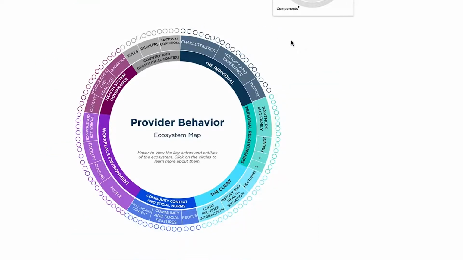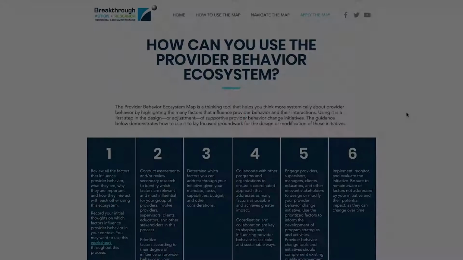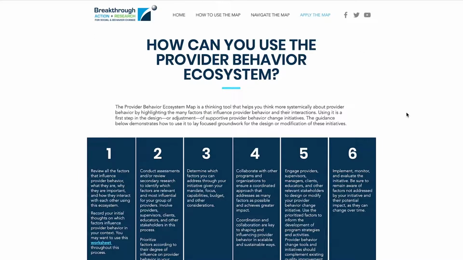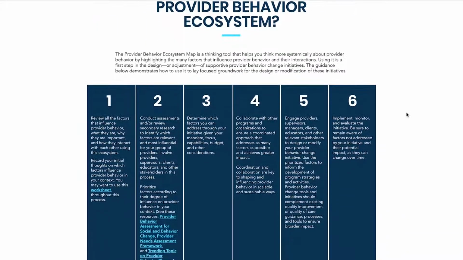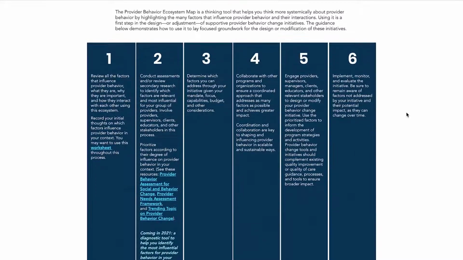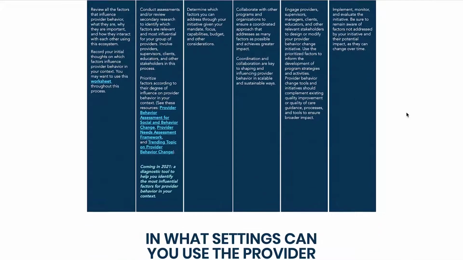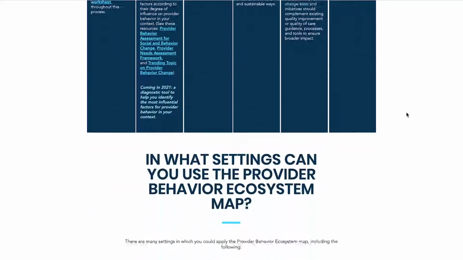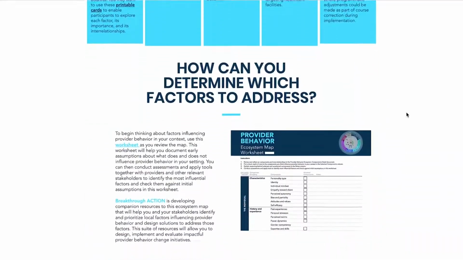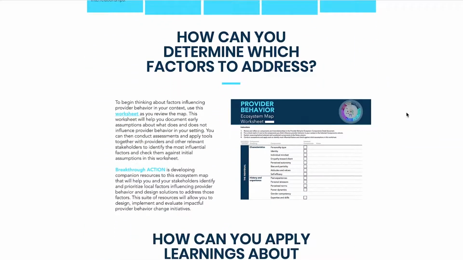Now that you understand how to navigate the ecosystem map, your first step is to review its content and seek to understand the various factors influencing provider behaviour. To help keep track of your thinking, you can make use of the worksheet, which you can download from the website in the Apply the Map section. Next, you should conduct assessments or review secondary research to identify which of those initially identified factors are most relevant and influential for your group of providers.